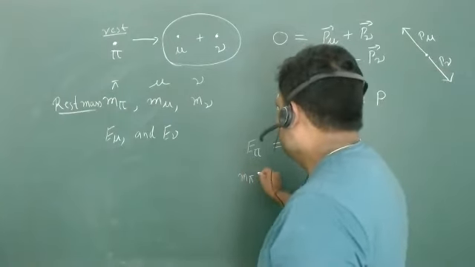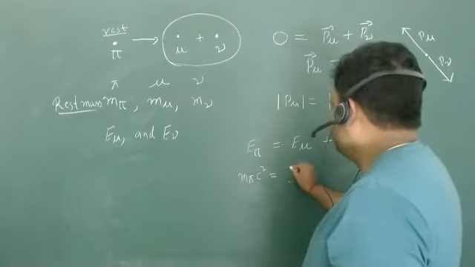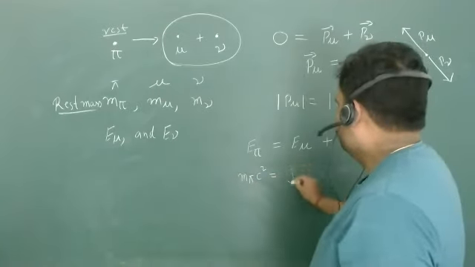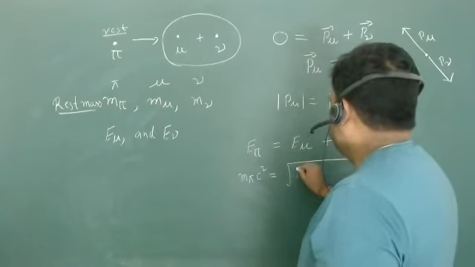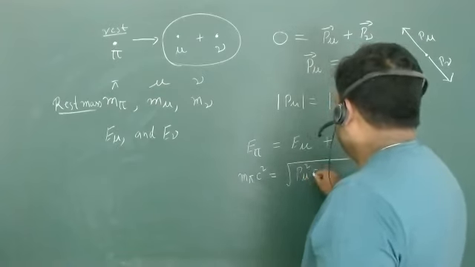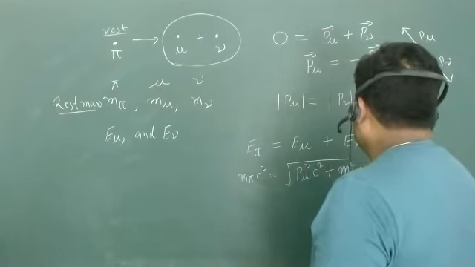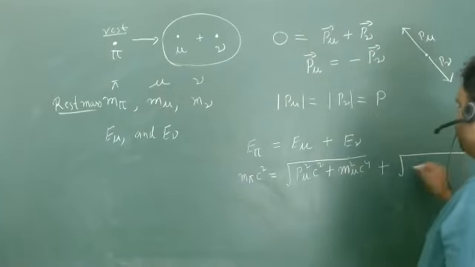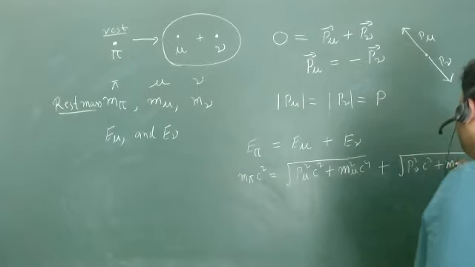mπc², isn't it? What will be relativistic? Because it is at rest, the momentum is 0, so you only have rest mass energy. So what will be the relativistic energy of the muon? That will be root under p_μ²c² + m_μ²c⁴ plus root under p_ν²c² + m_ν²c⁴.